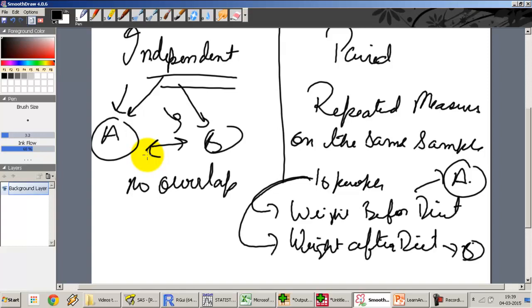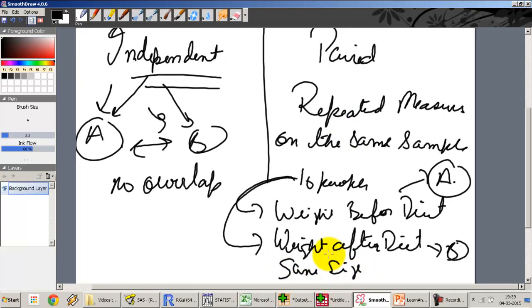So obviously in independent samples we have already covered that both samples may or may not have the same size. In paired samples they have to have the same size, so both samples have to be of the same size. So this was a basic differentiation between independent and paired samples, and I will cover a paired samples example more later.